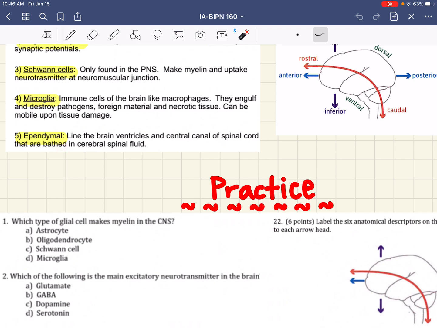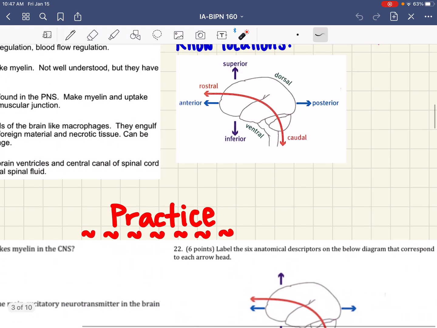Ependymal cells are the last glial cells we discuss. They line the brain ventricles and the central canal of the spinal cord. The ventricles and the spinal canal is where we have cerebrospinal fluid flowing. Okay, ependymal cells line those areas, and I believe they're the ones that form cerebrospinal fluid, but don't quote me on that. Just know that they're here.